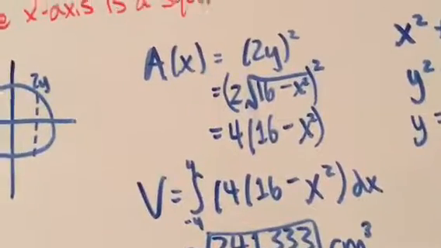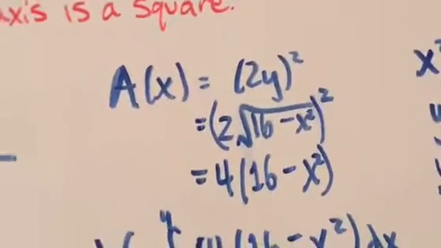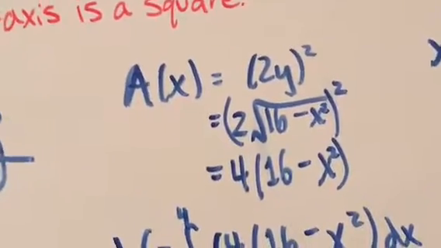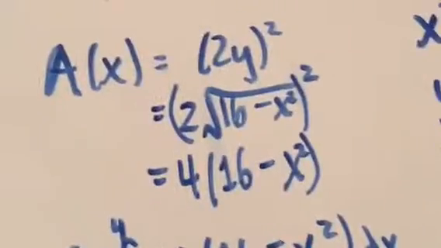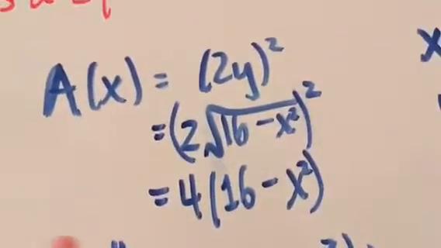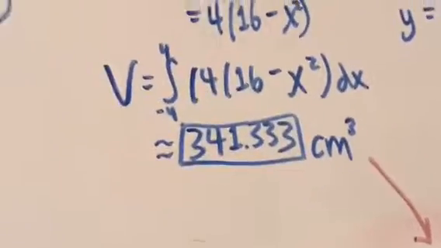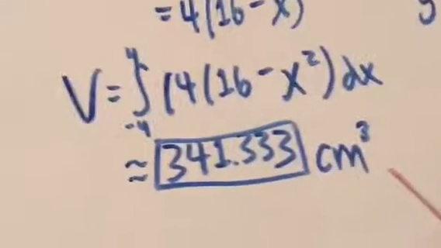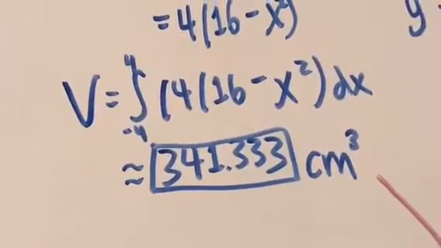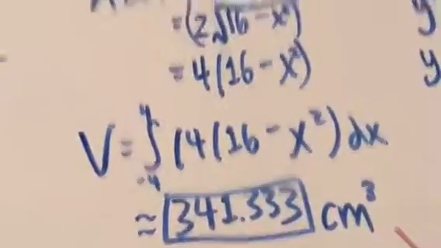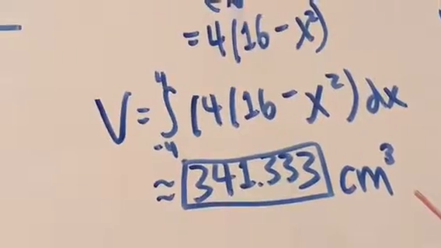Okay, so we know that the area of x, since these are squares, is just going to be the side squared. So we're going to do 2 times the y, which we found over here, squared, which we can simplify down to 4 times 16 minus x squared. And then to find the volume, we simply find the integral from negative 4 to 4 of this area value, and then that's it.